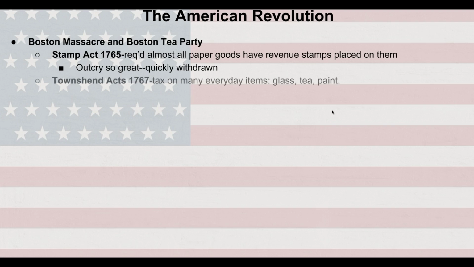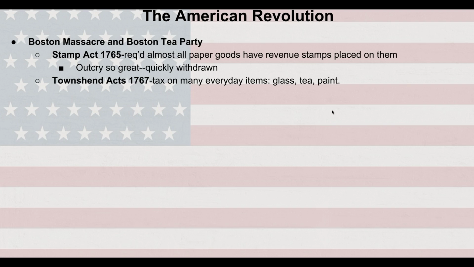But they follow it up in 1767 by the Townshend Acts. And the Townshend Acts are going to tax some significant everyday items that are utilized in the colonies, things like glass and tea and paint. And this is going to cause a lot of strife as well.